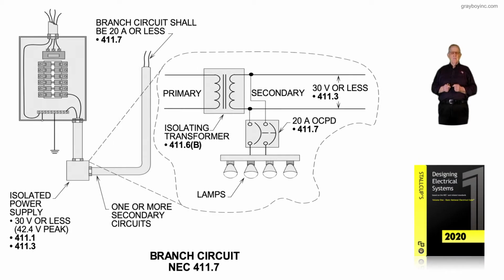Now this illustration deals with the branch circuit requirements in accordance with NEC 411.7. Notice in this illustration you have everything identified just like the previous illustrations. Your branch circuit is 20 amps or less in accordance with 411.7. Your isolation transformer, you can read more about it in 411.6(B).